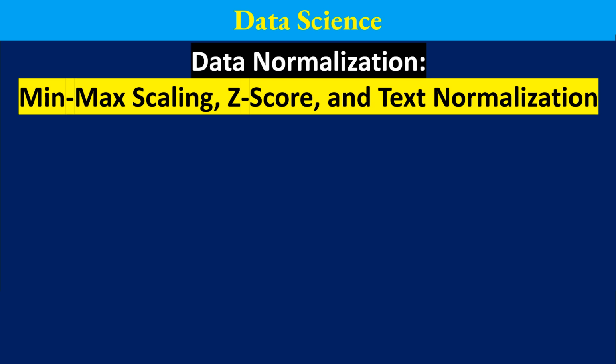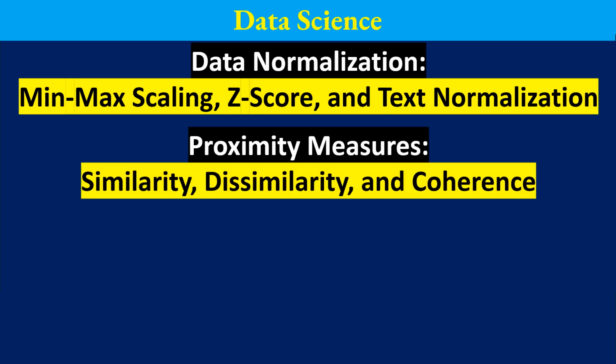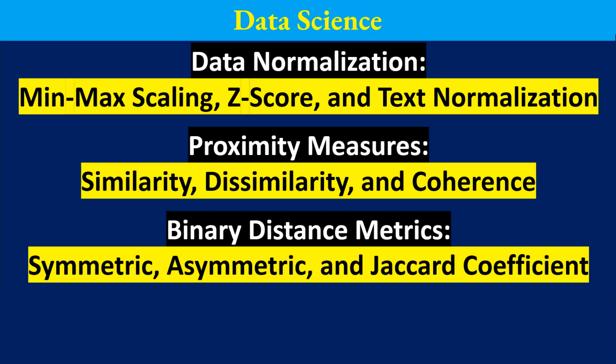Transform data to a consistent scale: numeric features via min-max or z-score, and text normalization, enabling fair comparison across attributes. Proximity measures, similarity, dissimilarity, and coherence capture how alike different data points are, forming the foundation for clustering, classification, and recommendation systems. Binary data, binary distance matrix, symmetric, asymmetric, and Jaccard coefficient.